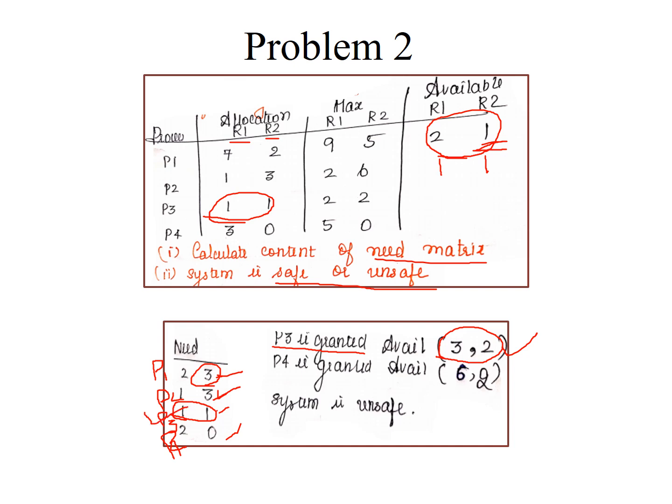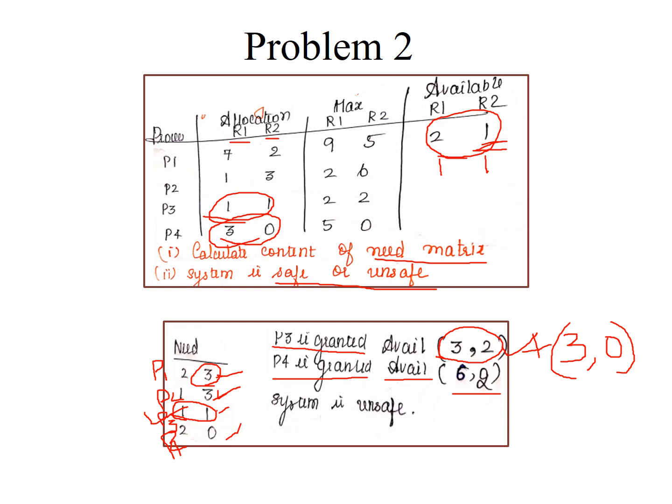And moving on to P4, need is 2, 0. Checking with the availability 3, 2. Yes, 2, 0 is sufficient. So you can grant P4. P4 is granted and the availability gets updated. The allocated resources to P4 is 3, 0. So when we are adding 3 comma 0 to this 3 comma 2, we are adding the allocated resources of P4, that is 3 comma 0, with this 3 comma 2. It becomes 6 comma 2 is the availability. So P4 is granted and the availability becomes 6 comma 2.